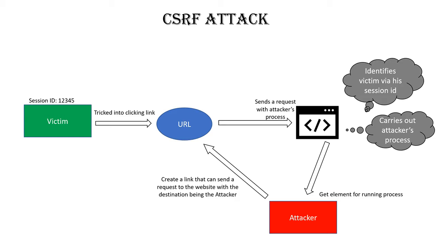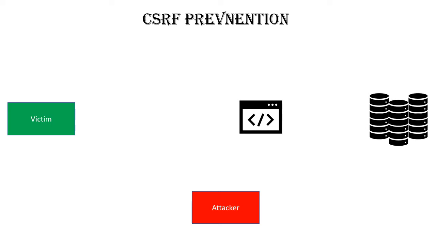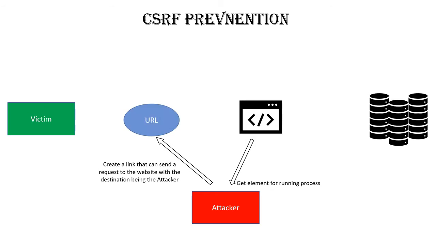However, over the years, developers have found ways to counter this problem. So, one of the ways developers have found to prevent CSRF is through the use of tokens. So, let's run back the scene a bit. The attacker will get an element for running the process from the website. He will then create a link to send to the victim via social media.